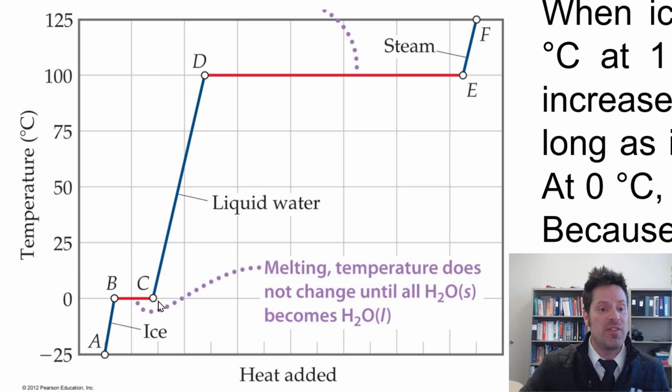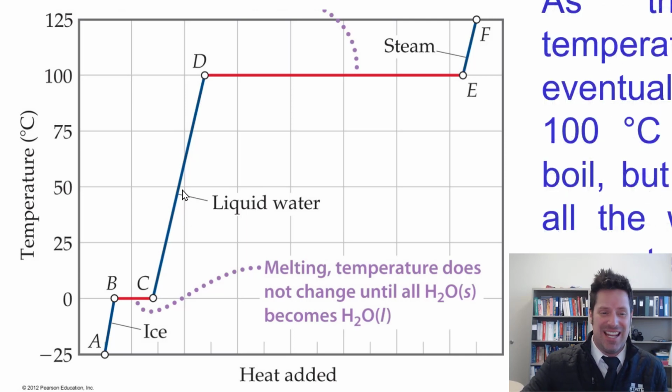Once all of the ice is melted, it converts completely to liquid, and after that, adding more heat energy changes its temperature. And now all of the ice is now liquid water. Eventually, as the liquid water's temperature gets increased, it will reach 100 degrees C.